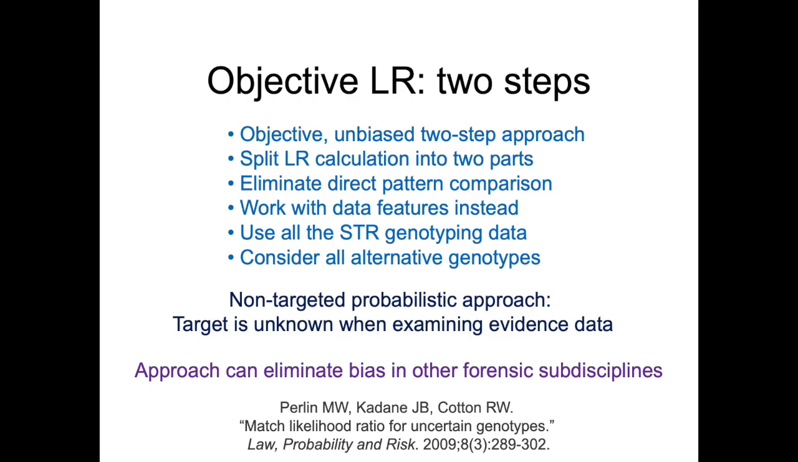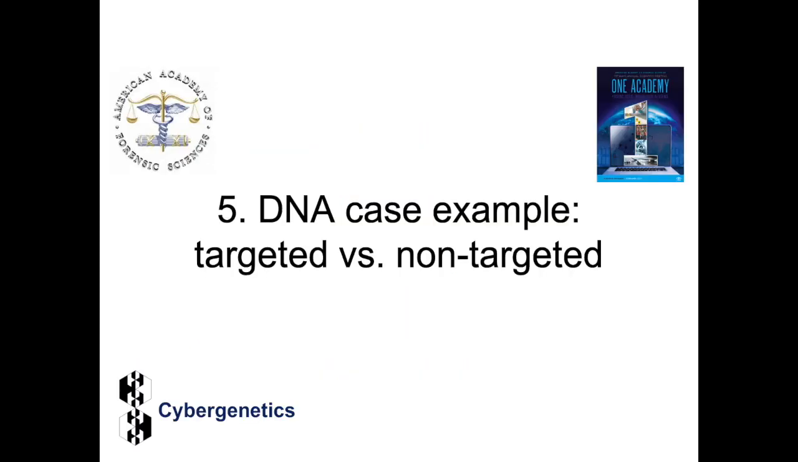The target is unknown when examining evidence data. We first described this in the paper below over 10 years ago. This 2-step unbiased approach can eliminate bias in other forensic subdisciplines as well. Let's now look at a DNA case example, contrasting targeted versus non-targeted analysis of evidence.